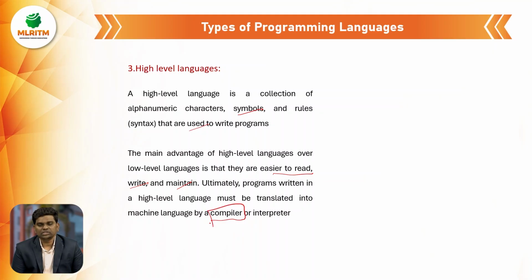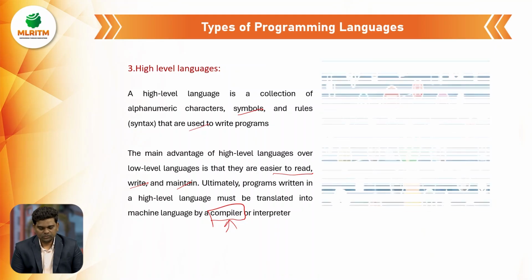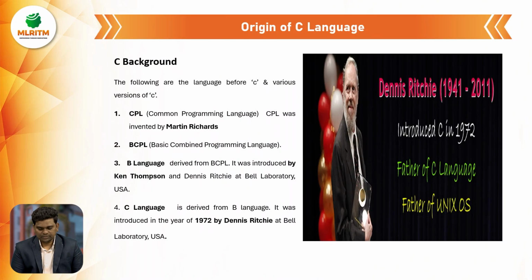But here one more thing is required. We require one special program called a compiler, because the computer cannot understand the human language. So we use another program called a compiler. A compiler is a program which converts the high level language into low level language. So we need one translator here. So that is about high level language.